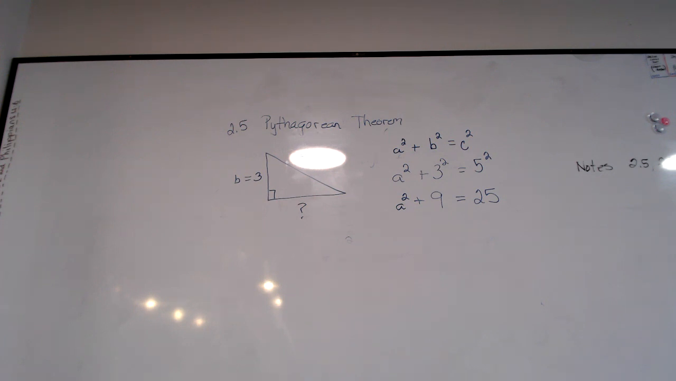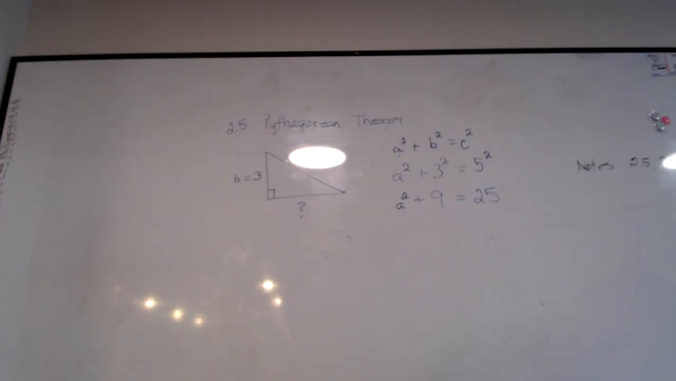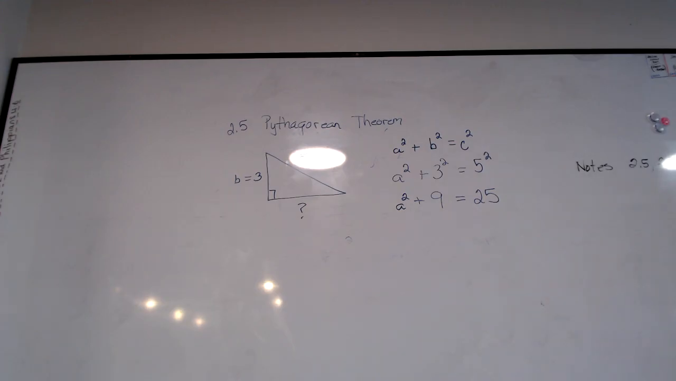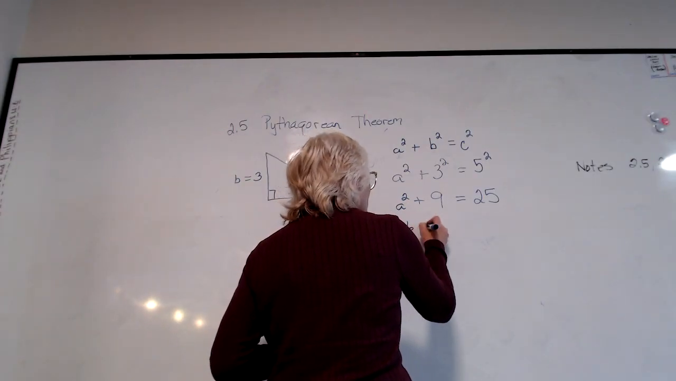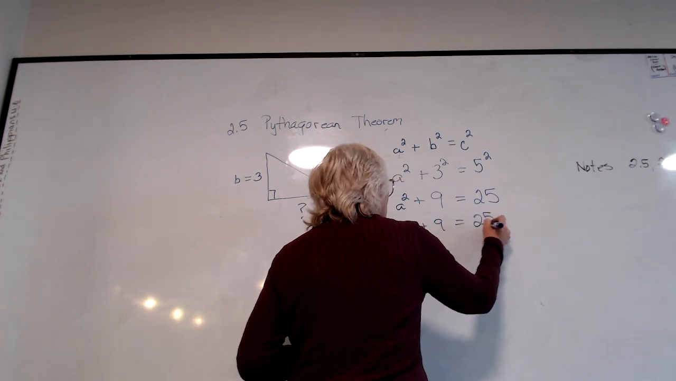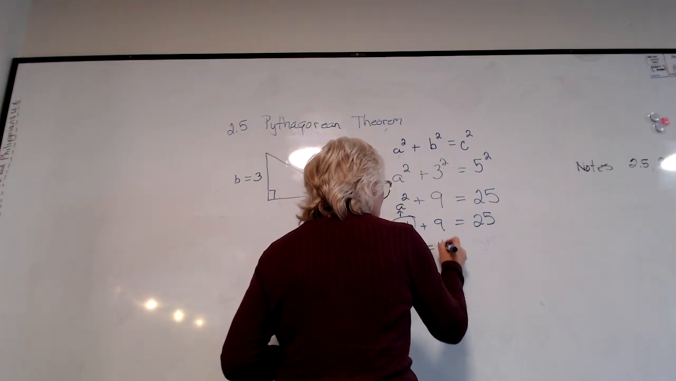What do you guys think? Ezekiel, what number plus 9 equals 25? Oh, come on. Think about it. If I add 9 to a number and I get 25, what would that number be? It's not quite 17, oh, really close. It's 16, because 16 plus 9 equals 25. That's a true statement. So a squared has to equal 16.